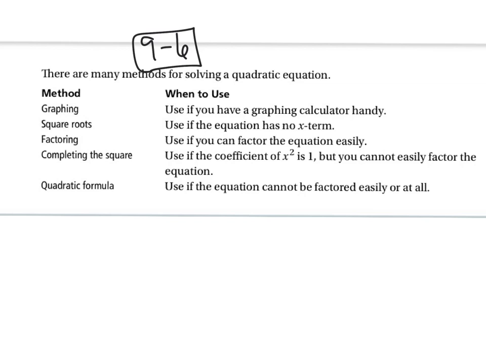Square roots, it says use if the equation has no x term. So, for example, if we had x squared equals 12 or something like that, we could just take the square root, plus or minus, on both sides. Factoring, if you can factor the equation easily. So if it's a trinomial, a squared term, an x term, and a constant, we could try to factor that into two binomials.